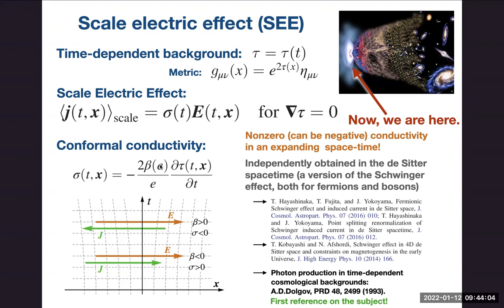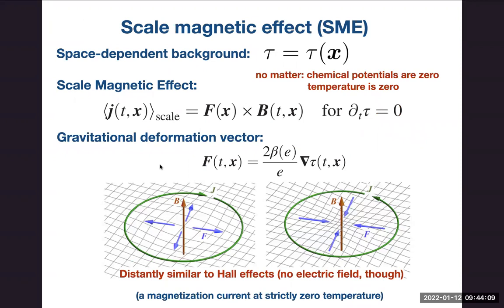But another one is maybe more interesting for condensed matter, because one can also consider a magnetic field. So you don't have any violent expansion, just take something and apply a magnetic field. If you have again this space-dependent background, no matter that chemical potentials are zero and temperature is zero, you will generate an electric current. This electric current will be perpendicular to the magnetic field and also perpendicular to the force, as we would call it, in the direction of the deformation of space, because this F is proportional to the gradient of this tau factor, which either rarefies or dilutes your space, or shrinks it back and makes it denser. But now I'm talking only about space, not about matter at all.